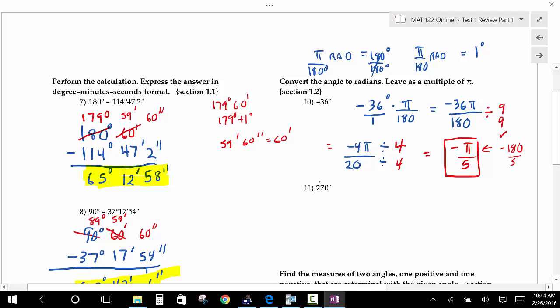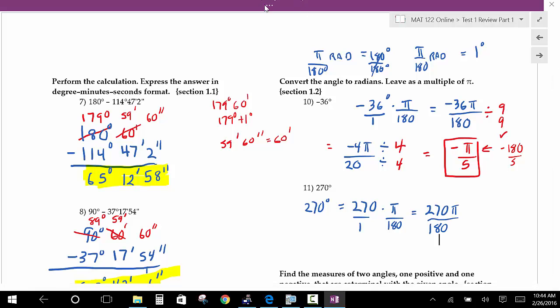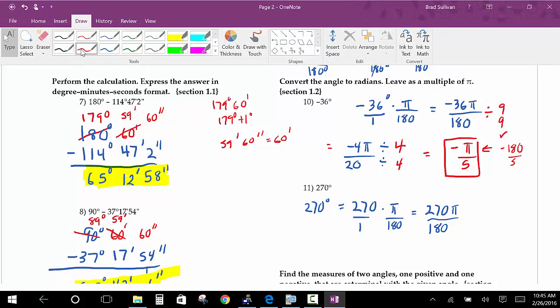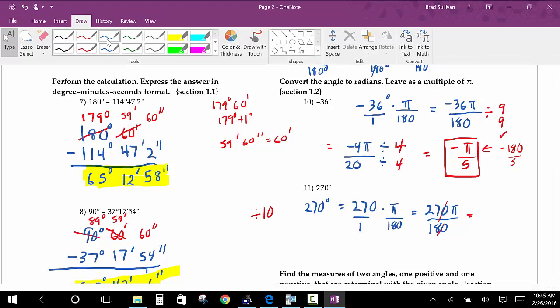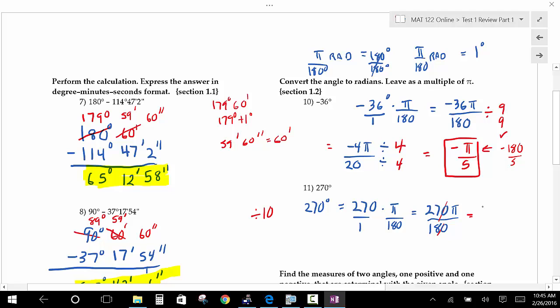Okay, next problem, same way. We're going to say that 270 degrees is the same thing in radians as 270 times pi over 180. If you multiply straight across, putting that over 1 if you need to, 270 pi over 180, then it again becomes an exercise in reducing the fraction. Basically, you can cross out zeros because technically you're dividing by 10. That would give you 27 pi over 18.